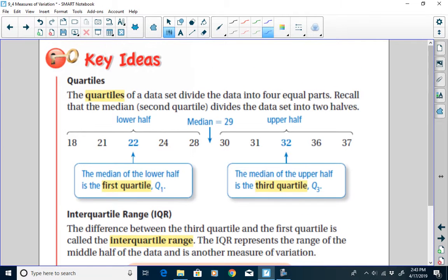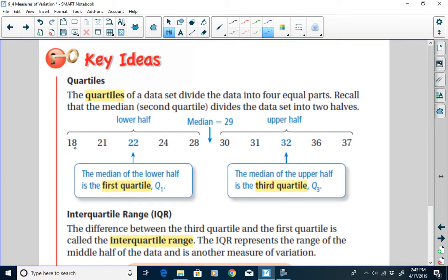And some of the key ideas would be, first, quartiles. Quartiles of data divide the data into four equal parts. Recall that the median, or the second quartile, divides the data set into 2 halves. So if we're given this data set here, first we divide the data in half. Because it's an even set of data, we'd have to add the 2 middle numbers together and divide by 2, so we get a median of 29.